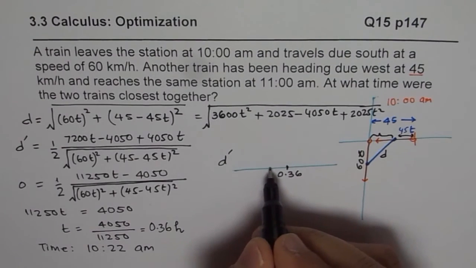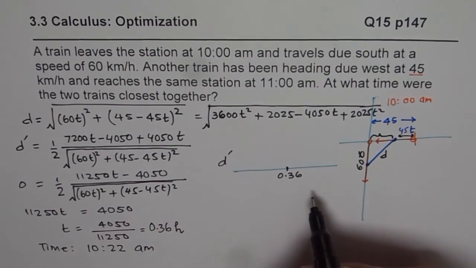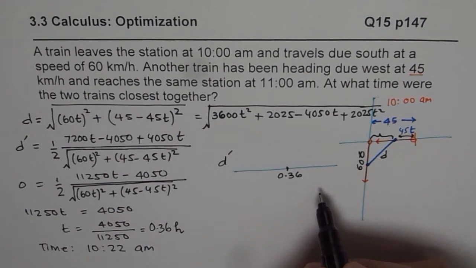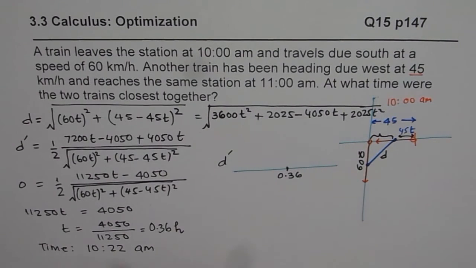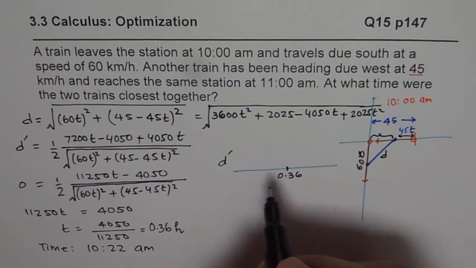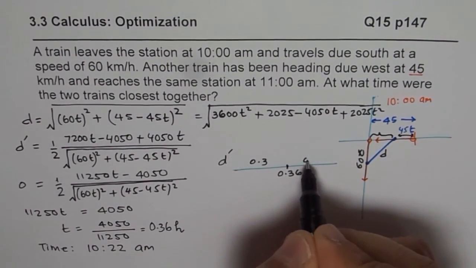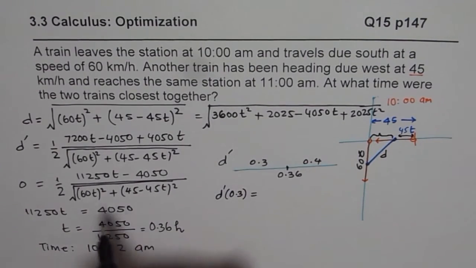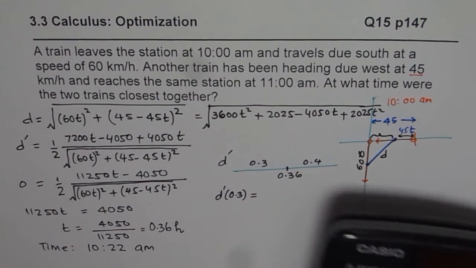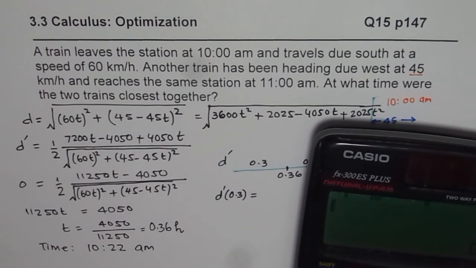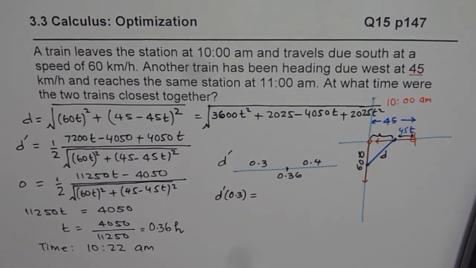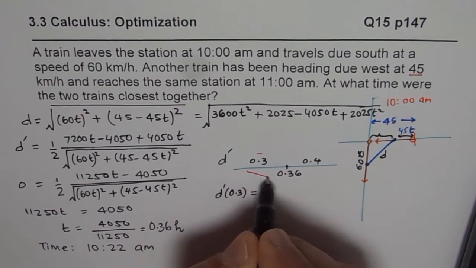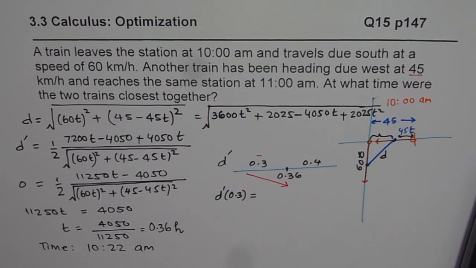We'll take a test value on either side of this, and see how the derivative changes. Is it changing from negative to positive or positive to negative? That will ensure whether the distance is maximum or minimum at this critical point, right? So let's take a value of 0.3 on this side and 0.4 on the other side, which is greater. So what is d dash when I substitute 0.3 for time? If I write 0.3 for t in the numerator, because all other things are positive, 11250 times 0.3 minus 4050 equals a negative number. So negative means the rate of change is slowing down. Is it okay? So we get negative here.